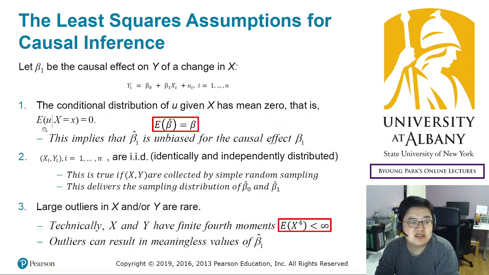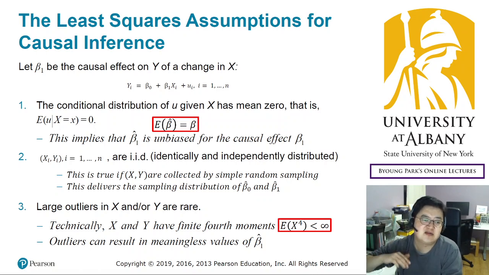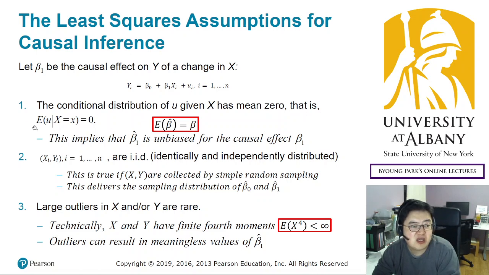This assumption is required to show that your estimator is unbiased. Unbiased means your estimator is expectedly correct, on average correct. If you could repeat the sampling and estimation, then on average you will be correct. You don't have a tendency to overestimate or underestimate. That's why we need this assumption.